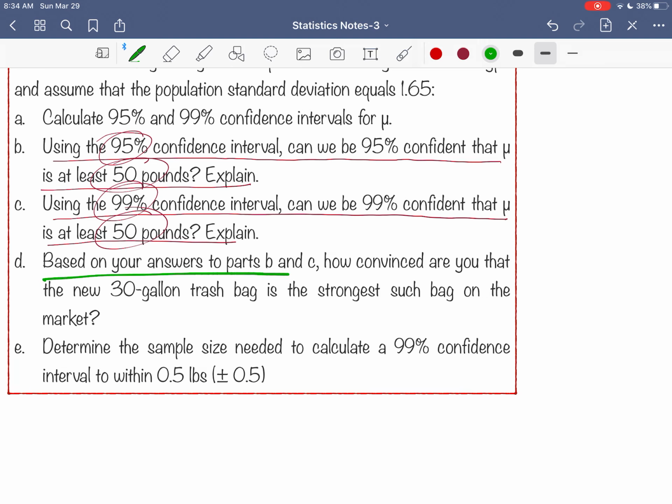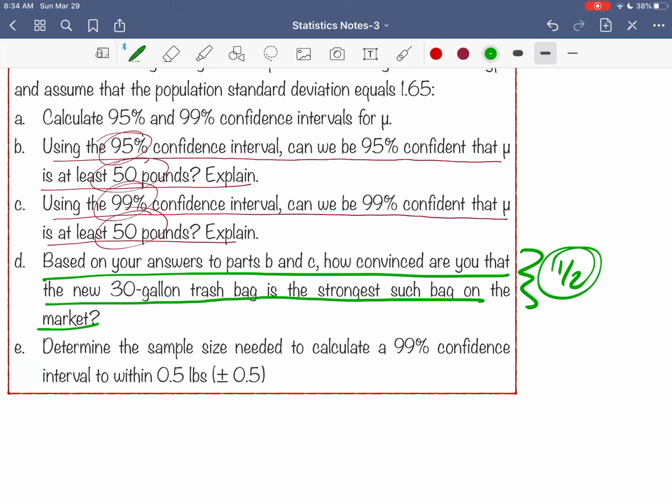Based on your answers to parts B and C, how convinced are you that the new 30-gallon trash bag is the strongest bag on the market? Well, you're kind of 50-50. I say that as an off-the-cuff remark, it's not actually calculated as 50-50, but you're essentially not sure because you have conflicting evidence. At the 95% confidence level, you say yes. At the 99, you say no. So it is not a clear-cut case in this particular situation. So it's up in the air.